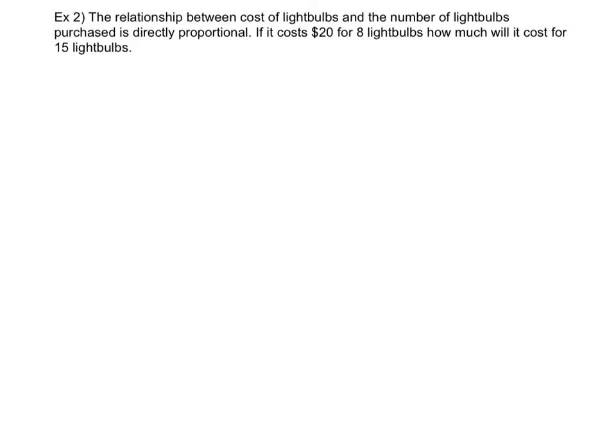Here we have a new problem where we're going to have to set up our proportion. Our problem says the relationship between costs of light bulbs and the number of light bulbs purchased is directly proportional. If the cost is $20 for 8 light bulbs, how much will it cost for 15 light bulbs? So we need to set up our proportion. We know that the question is asking, how much will it cost for 15 light bulbs? So that's what we're going to be finding out.